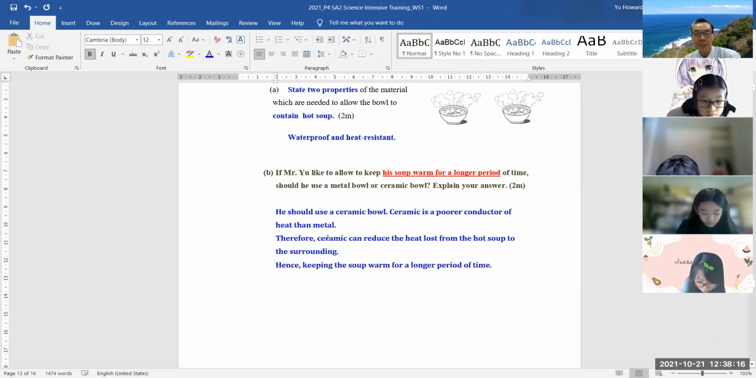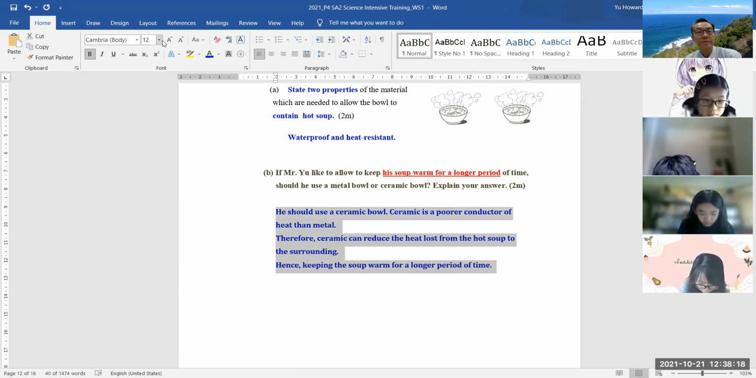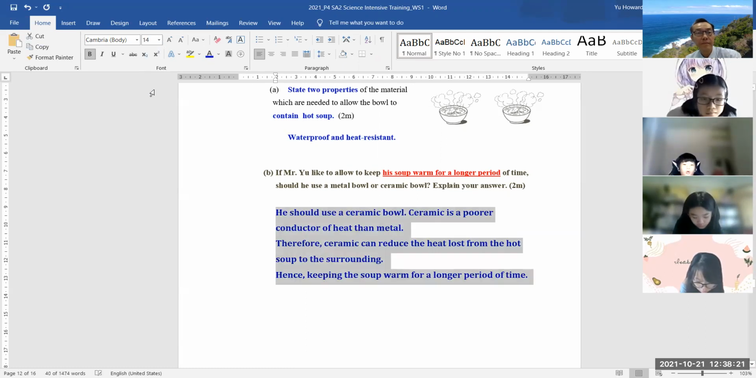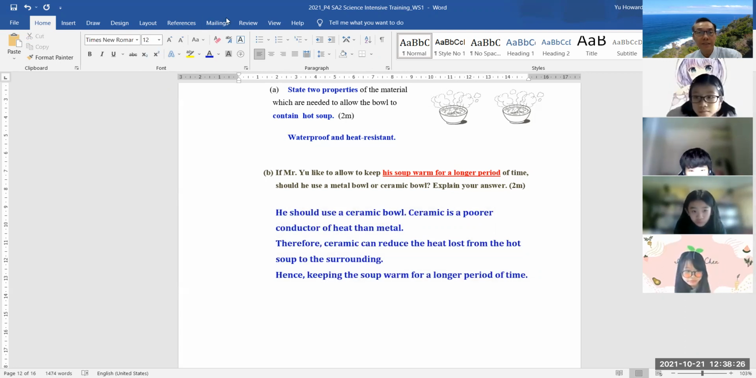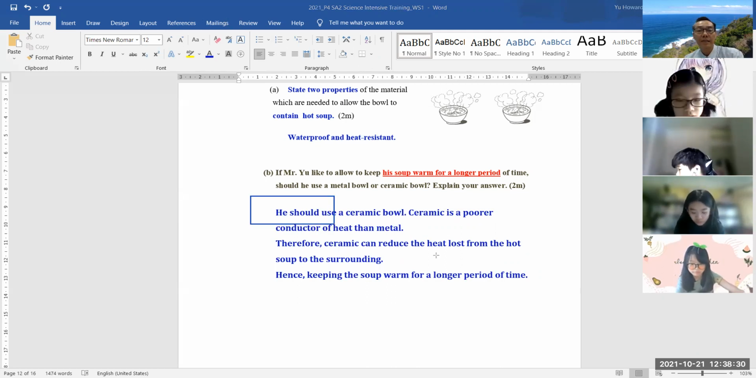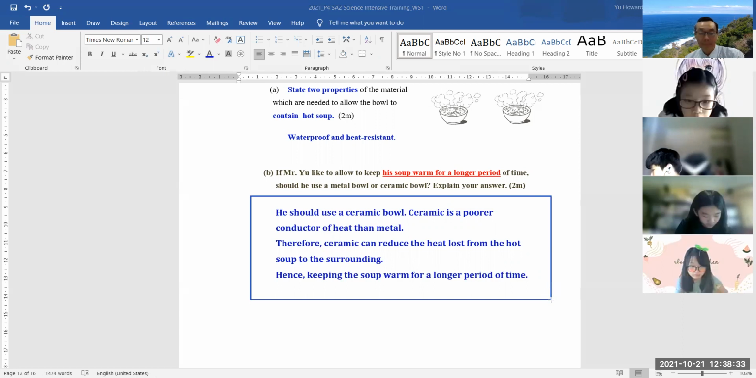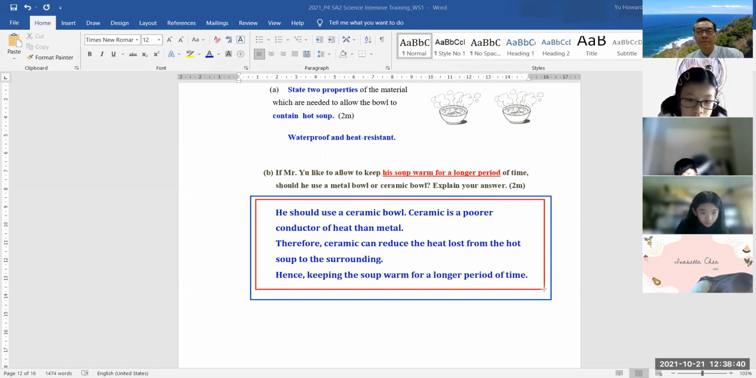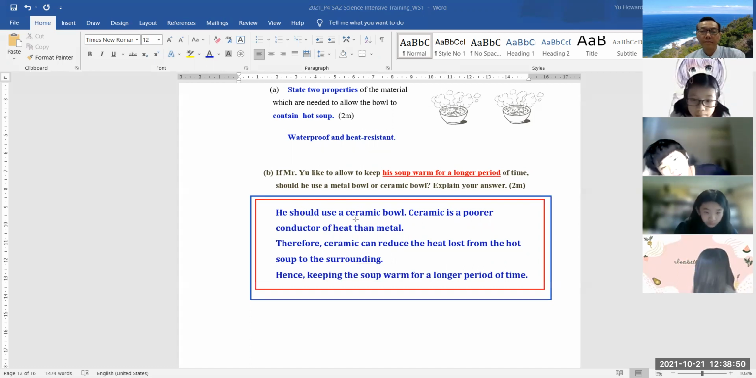Okay, let me put it in this way, easier for you to see. Emily, can you read the question and the answer here? He should use a ceramic bowl. Ceramic is a poorer conductor of heat than metal. Therefore, ceramic can reduce the heat loss from the hot soup to the surrounding, hence keeping the soup warm for a longer period of time.